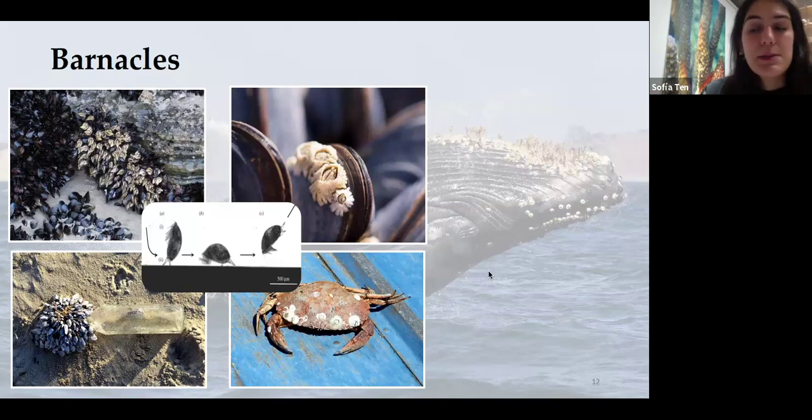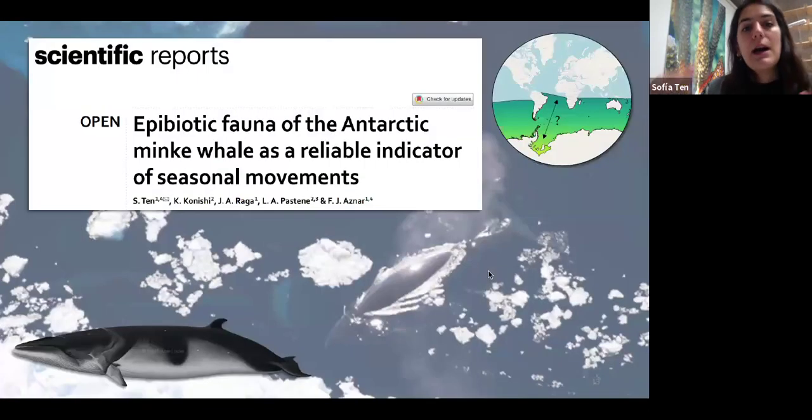So we can use this piece of information for knowing that where barnacle larvae are released is where they are going to colonize other hosts. So by knowing where this reproduction is happening, we can know where cetaceans or sea turtles are going to recruit different barnacle species. And we're going to see an example of this.